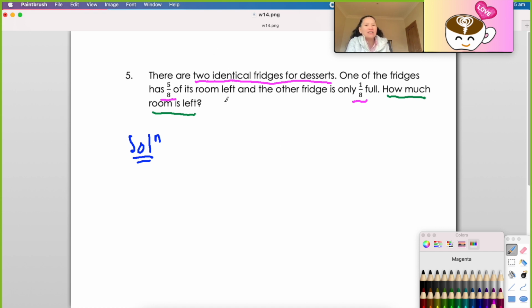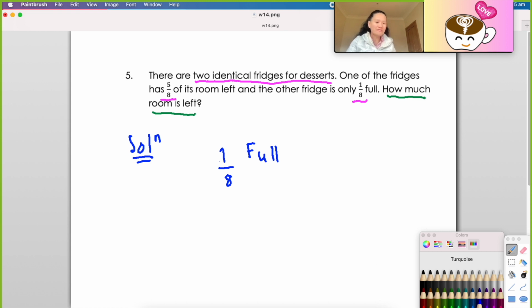One of the fridges has, okay, 5/8 room left. We would like to find the room left. But another fridge has, okay, 1/8 full. Let me write down here for you. If you see this word, 1/8 full.